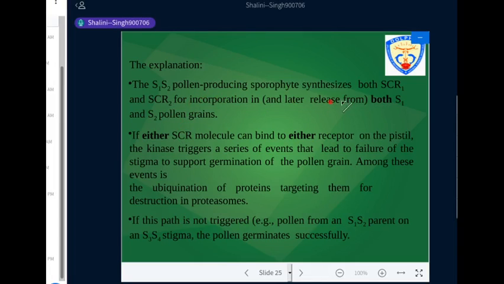S1, S2 pollen producing sporophytes synthesize both SCR1 and SCR2 for incorporation into both S1 and S2 pollen grains. If either SCR molecule can bind to either receptor on the pistil, the kinase triggers a series of events that lead to failure of the stigma to support germination of the pollen grain. Among these events is the ubiquitination of proteins, targeting them for destruction in proteasomes. This is not triggered with pollen from an S1, S2 parent on an S3, S4 stigma. The pollen will germinate successfully.